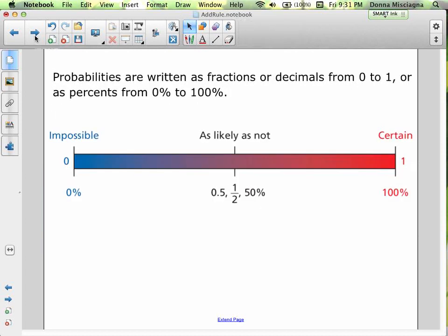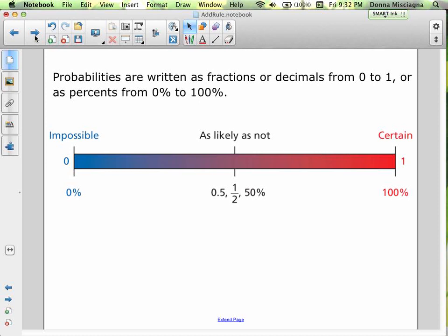Probabilities are written as fractions or decimals from 0 to 1, or as percents from 0% to 100%. So impossible would be a probability of 0 or 0%. Certain is a probability of 1 or 100%. And if something is equally likely to happen as not happen, we can represent that as a decimal, 0.5, as a fraction, 1/2, and as a percent, 50%.